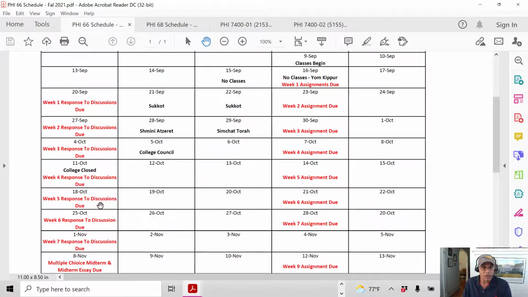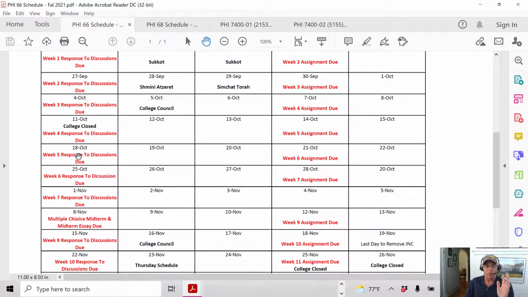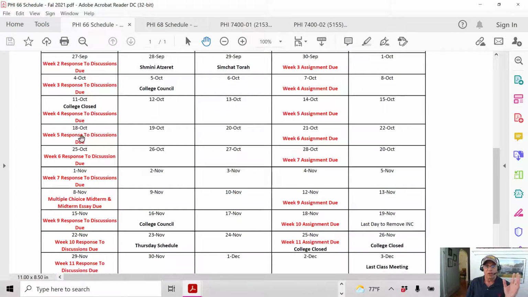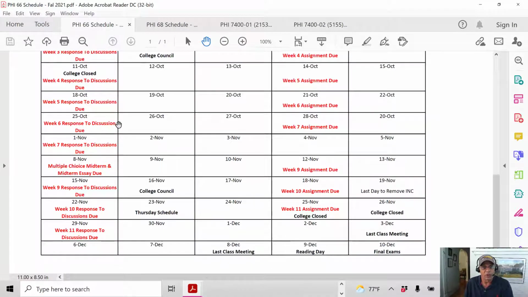Assignment week 5, you see response to discussions. Sometimes I don't give you discussions. If it's a week that we don't have any discussions, then the week 5 responses are easy to get in on time. There are none. Right? You figured that out. Great. Now, one thing you're going to notice, down here, week 7, response to discussions due. And notice over there are week 8 discussions. There's a reason for that.